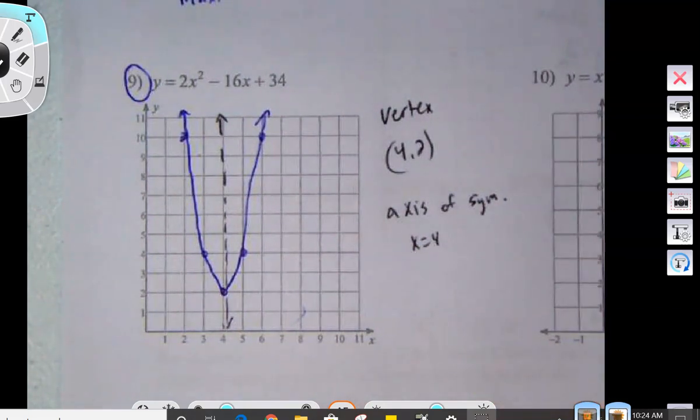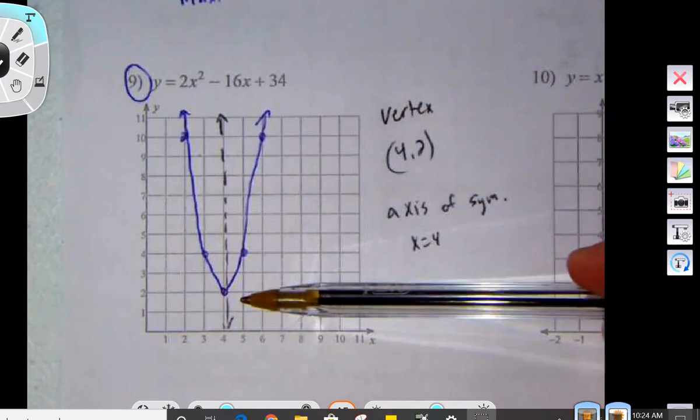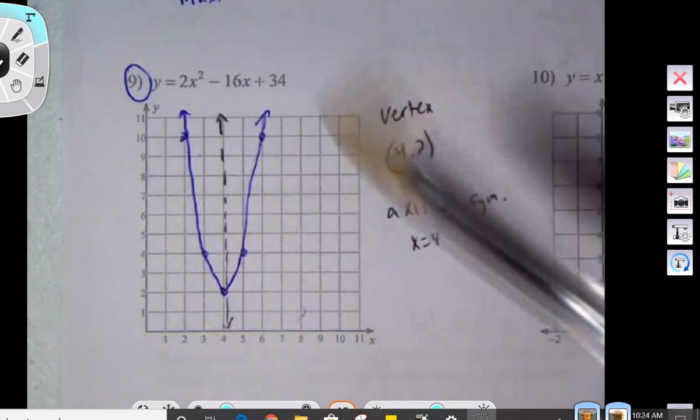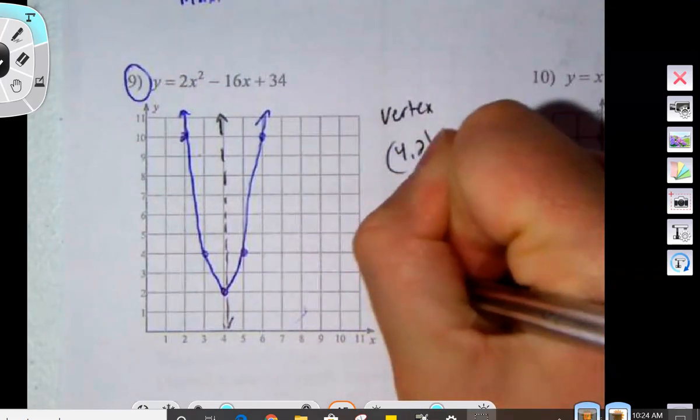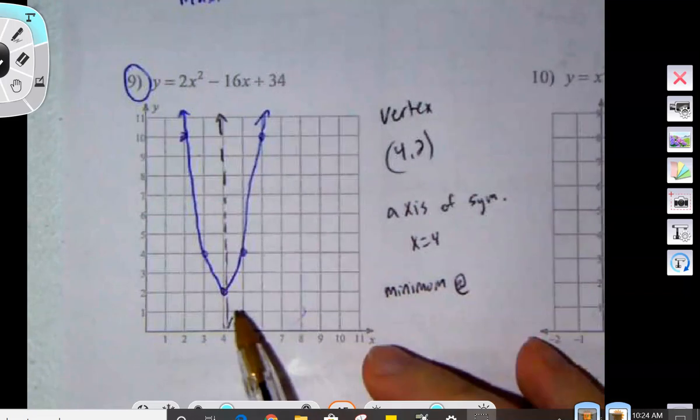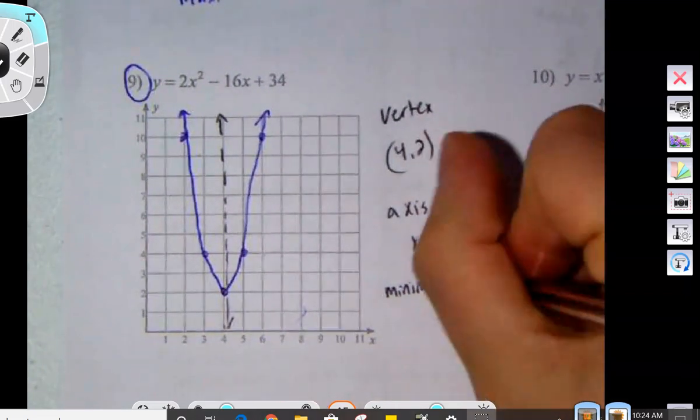We also need to determine if this is a max or a min. My vertex is at the very bottom of the rest of my points, so that's going to be a minimum. And the minimum is at whatever our y value is there, so it's going to be at 2.